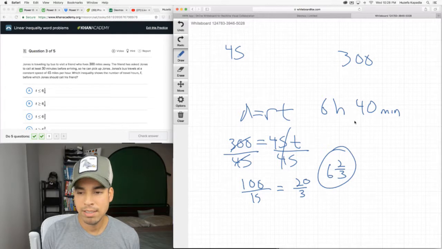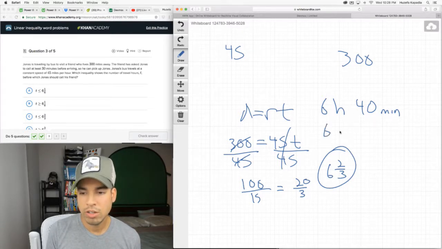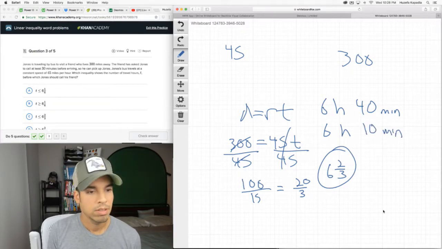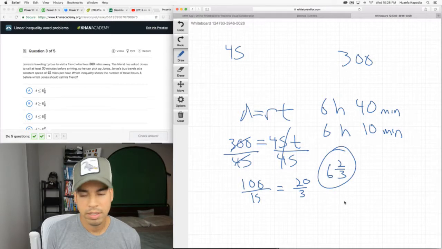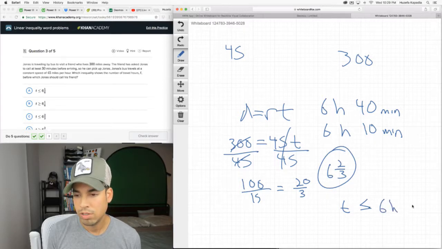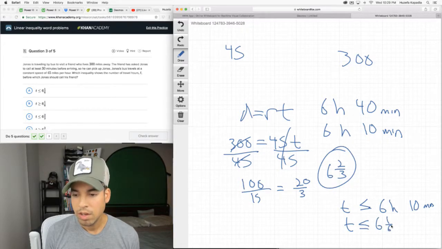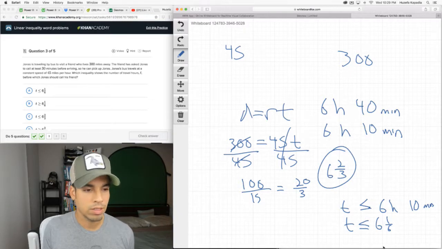So that means the entire trip is going to take that long. So when should he call him? He should call him earlier than 6 hours and 40 minutes minus 30 minutes, so 6 hours and 10 minutes. So T, the travel hours, should be less than or equal to 6 hours and 10 minutes. Or if we want this in hours, how do we translate this? 10 minutes is what fraction of an hour? It's 1/6. So T should be less than or equal to 6 1/6 hours.